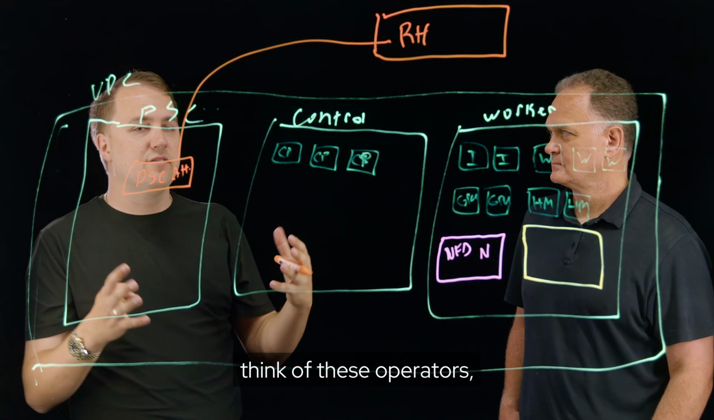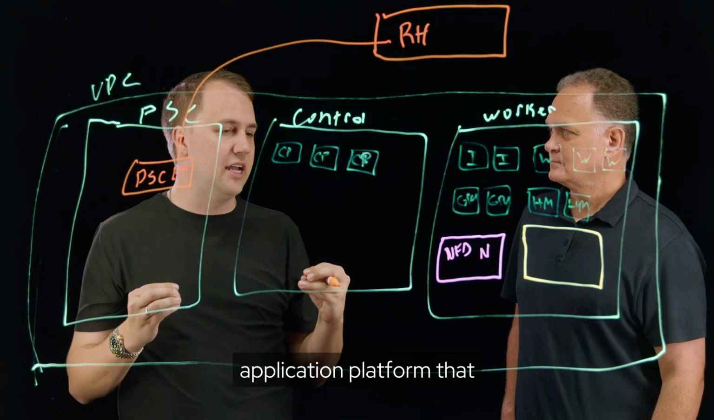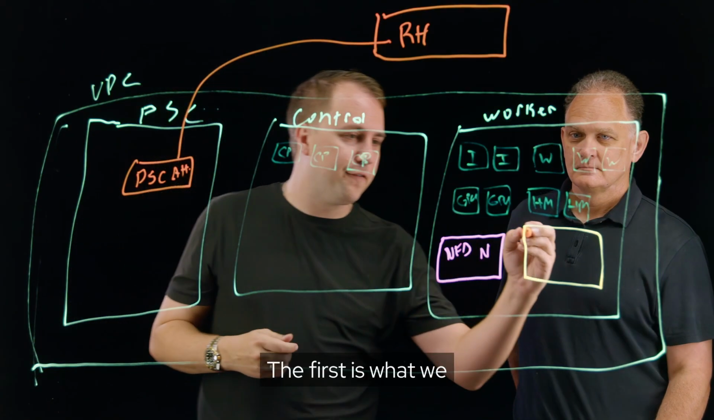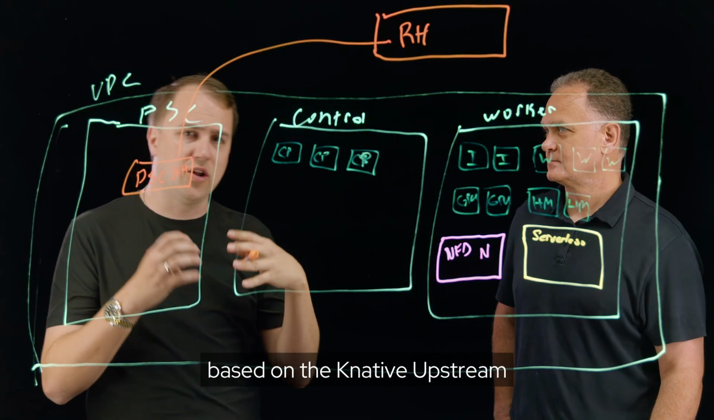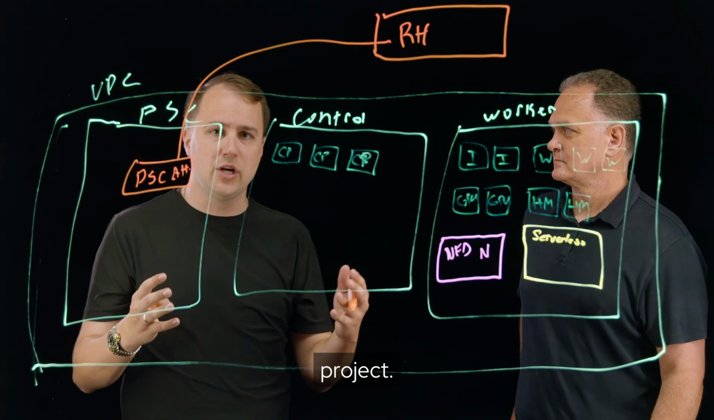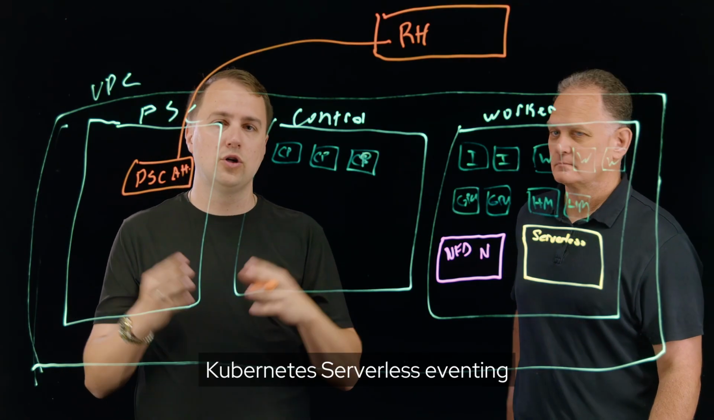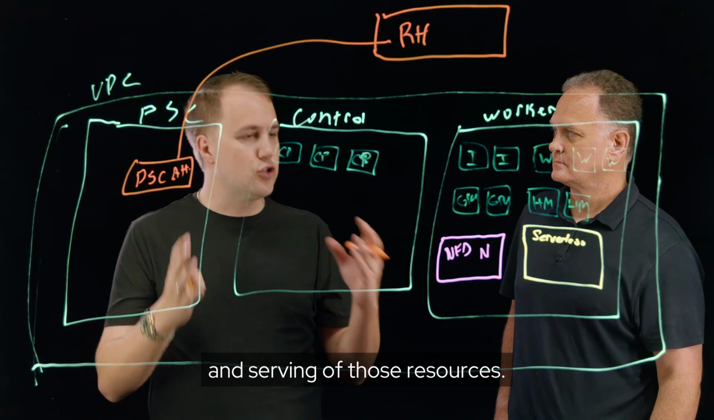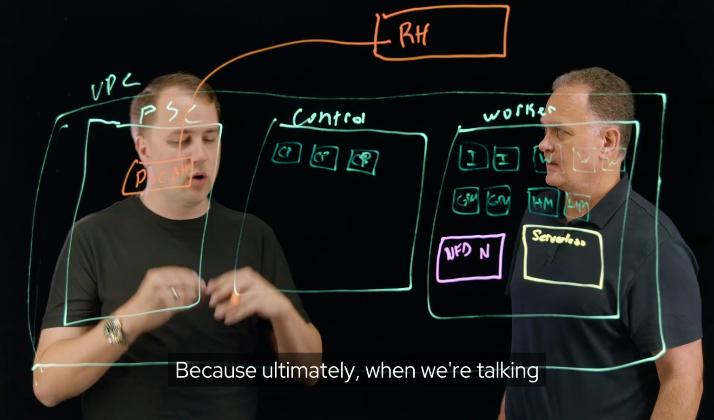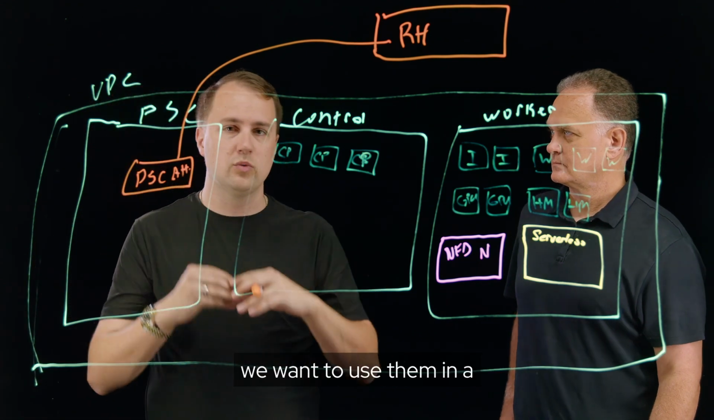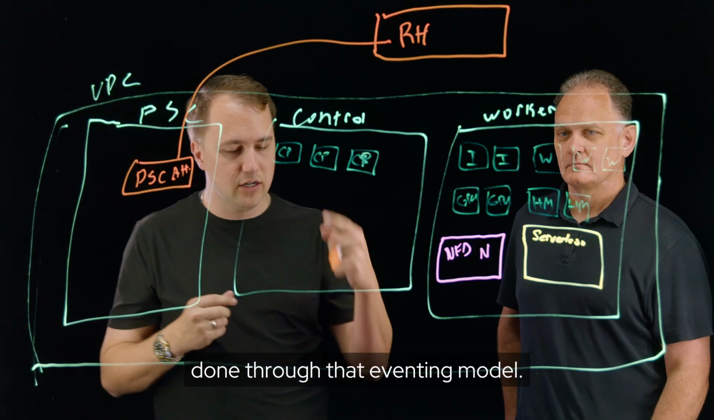And when we think of these operators, there are a few things that OpenShift AI pulls out of the greater OpenShift application platform that are really important. The first is what we call OpenShift Serverless. OpenShift Serverless is based on the Knative upstream project. And so that's an open source project that's widely known and used for Kubernetes serverless eventing and serving of those resources. It's really important in an AI ecosystem because ultimately when we're talking about serving resources, we want to use them in a way that is specifically done through that eventing model.